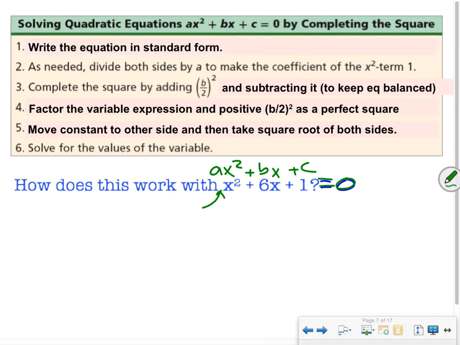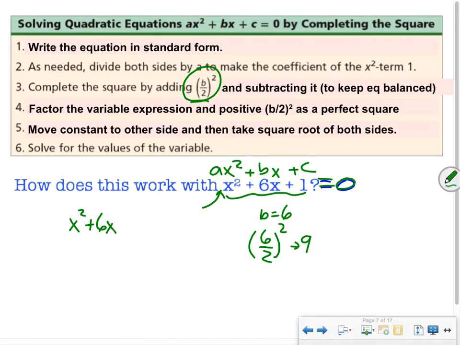So let's take a look at b divided by 2 squared. So our b in this example is 6. So to figure out b divided by 2 squared, we're going to take 6 divided by 2, and then we're going to square it. When you do that, you're going to get 9. So it says to add 9 to our equation. So if we've got our equation up here, I'm going to rewrite it on the left. It's going to be x squared plus 6x, and then I'm going to write this plus 9 here.